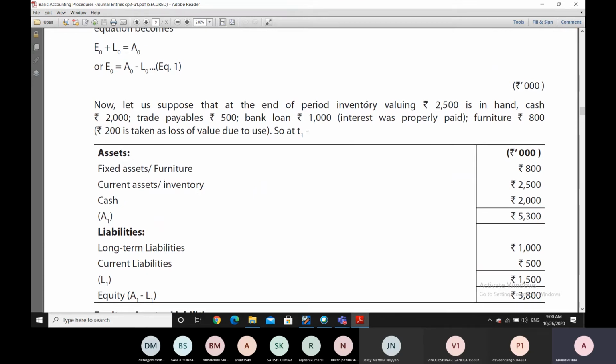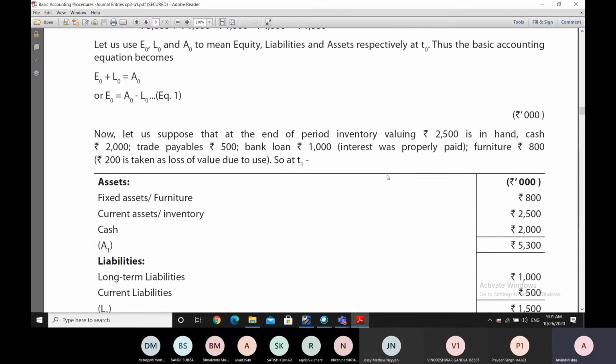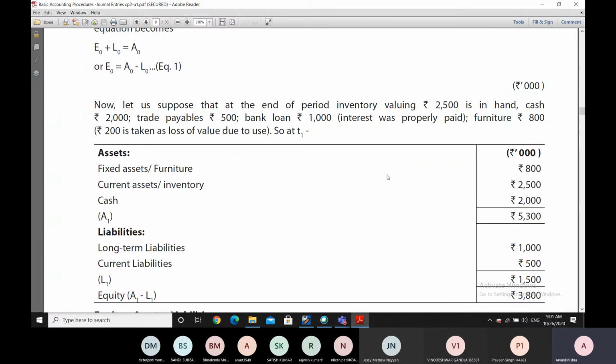Now let us suppose that at the end of the period, a businessman has inventory valued at rupees 2,500 in his hand. He has cash of 2,000 rupees, which are written here among assets. 200 rupees is taken as loss of value due to use of the furniture, because initially he had furniture of 1,000 rupees and now that furniture has lost value, and today the furniture is valued at 800 rupees.